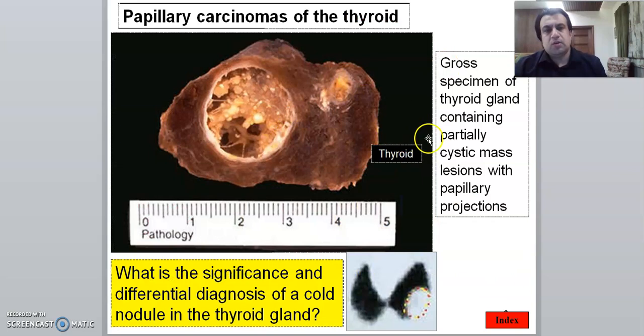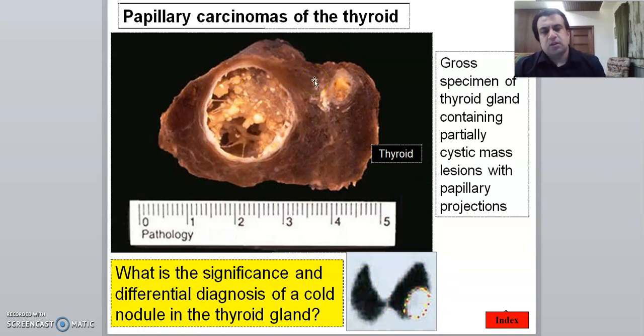Gross specimen of thyroid containing a partial cystic mass and the papillary projection. You can see the papillary projections in this nodule, and this is a case of differential diagnosis of a cold nodule. As you can see in the thyroid gland, there was a cold nodule, and when eventually we dissected it out and did the FNA, it turned out to be papillary carcinoma, and this is the cross section.